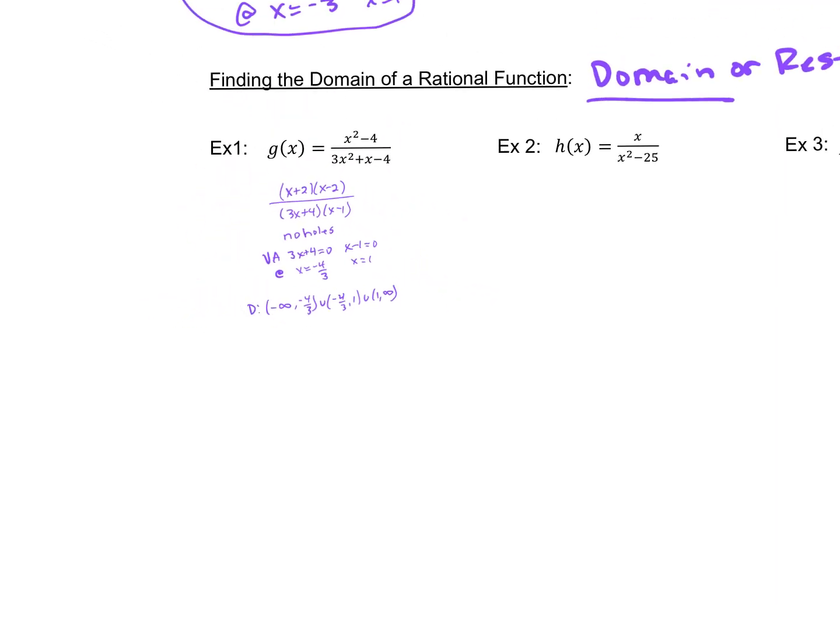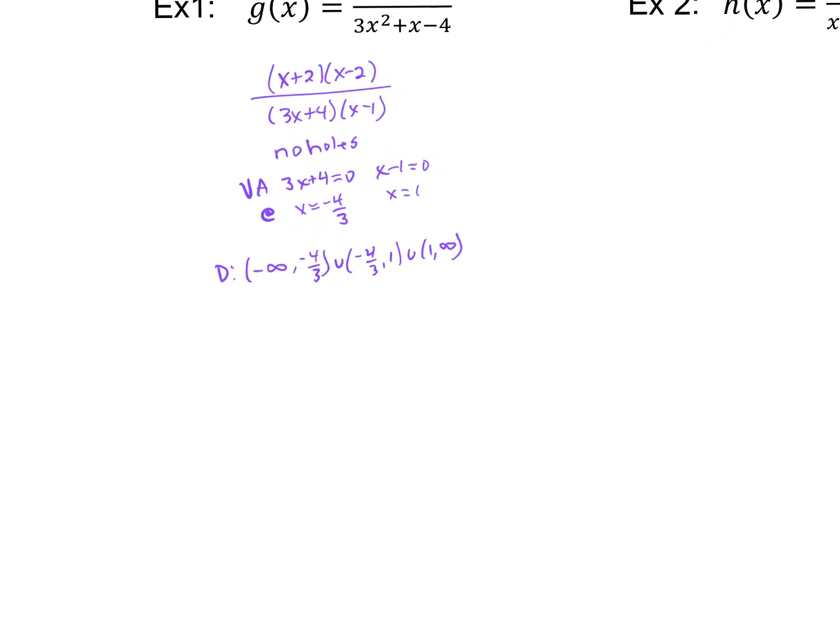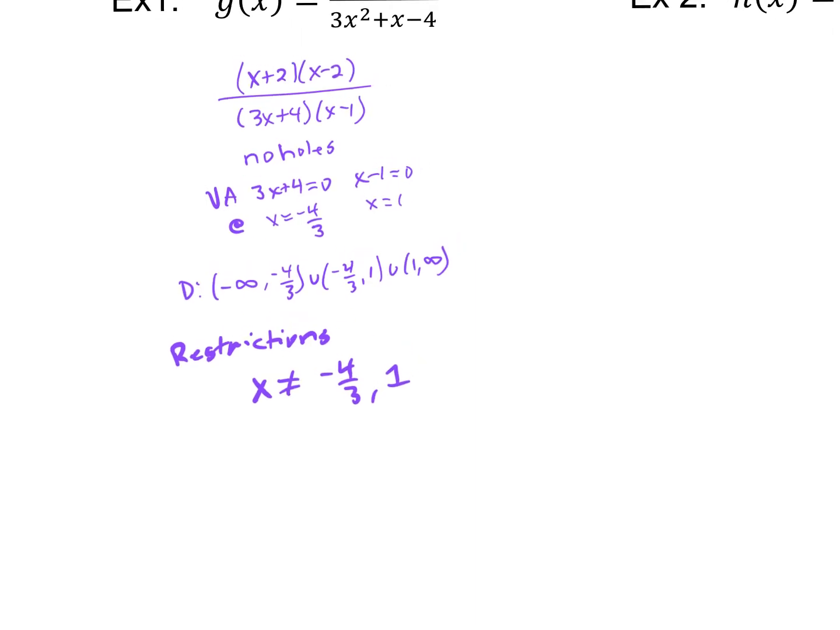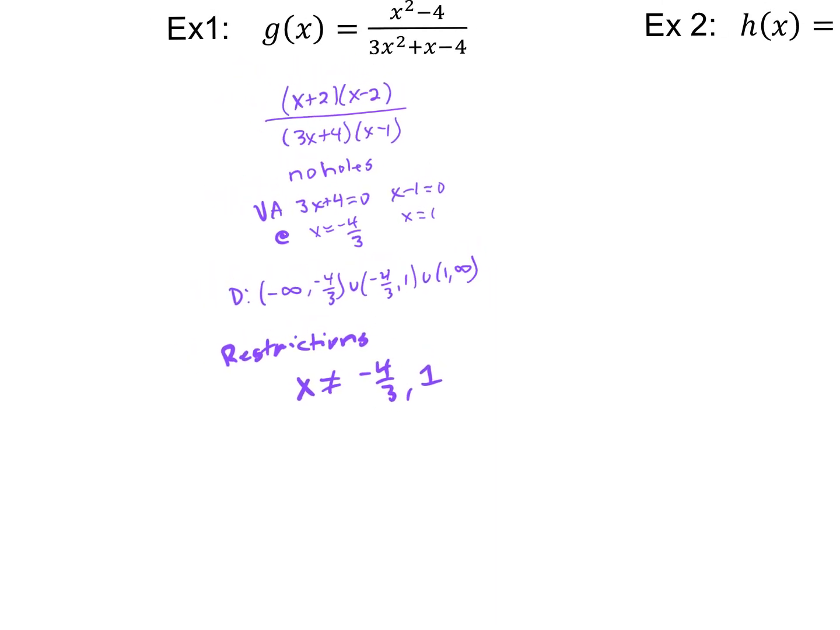So what I'm talking about when I say if it just says state the restrictions is what I was saying earlier. x cannot be equal to negative 4/3 or positive 1. So depending on how the question is worded, that's what you're going to be giving me in terms of the answer. All right, let's look at the next example here.